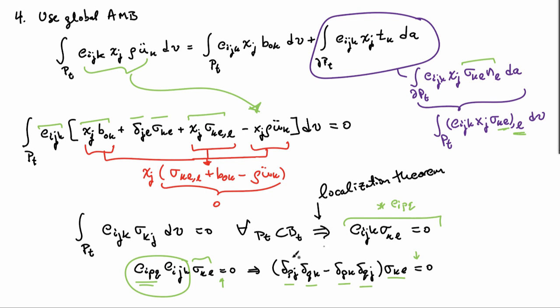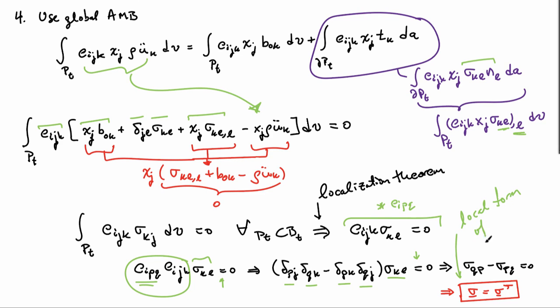And now what I can do is multiply out all these terms and use the properties of the Kronecker delta. That's going to tell me that sigma pq minus sigma qp is equal to 0, which simply tells me that the components of the stress tensor have to be symmetric. So I conclude that sigma is equal to sigma transpose. And this here is the local form of angular momentum balance.